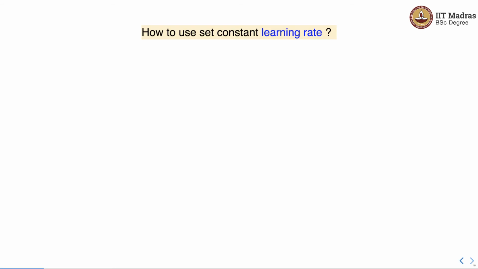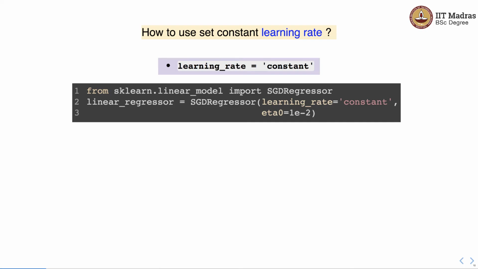So let's see how to set a constant learning rate. We can simply call the SGDRegressor constructor with the learning rate set to constant, and this constant learning rate is specified in eta0. So we have specified 0.01 as the learning rate, and that will be kept constant throughout the training process of SGDRegressor.